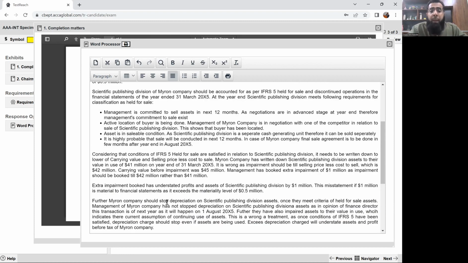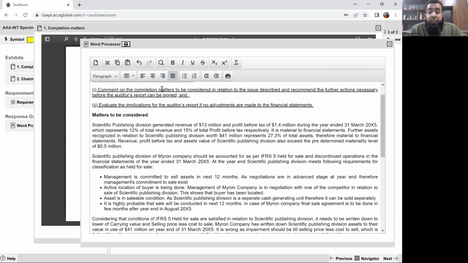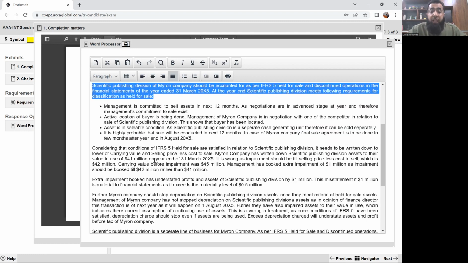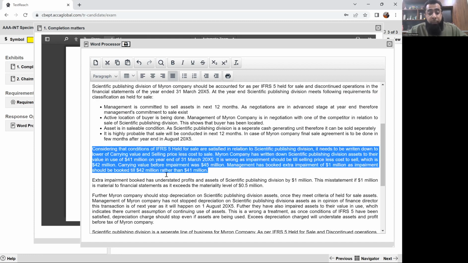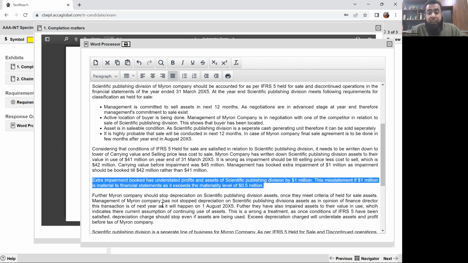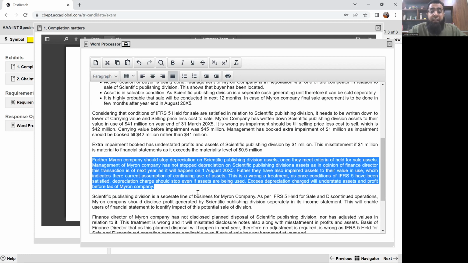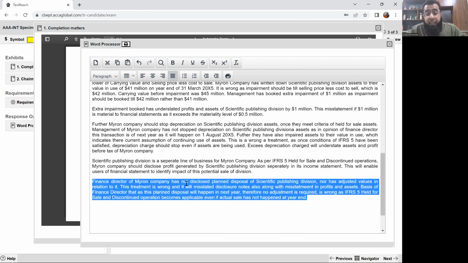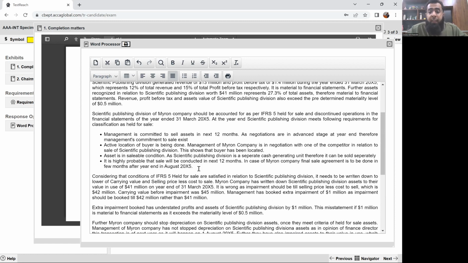So if you remember, this requirement was 10 marks. We are just done with matters to be considered. So 1 mark for materiality, then conditions of IFRS 5, 2nd mark, 3rd mark for the impairment, 4th mark for the impact, 5th mark for comment on depreciation, 6th mark for discontinued operation, 7th mark for the comment on finance director's approach. Now, what else is he asking?